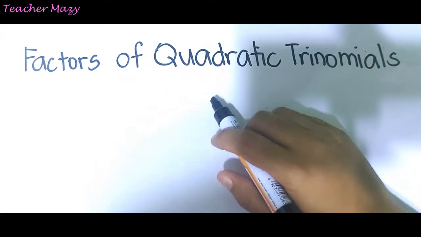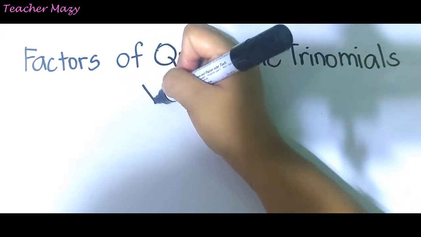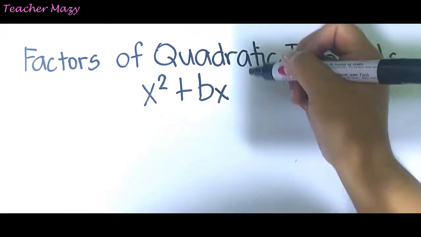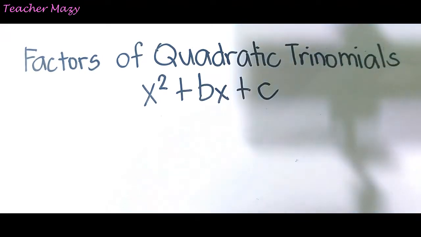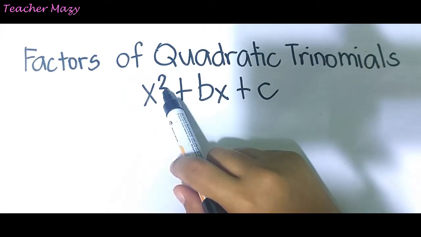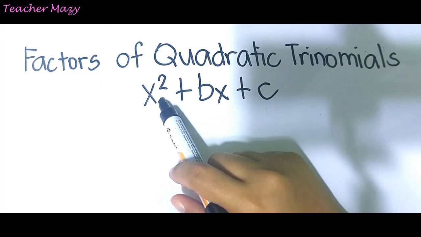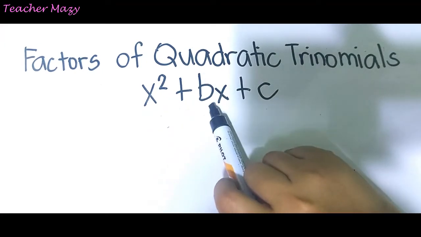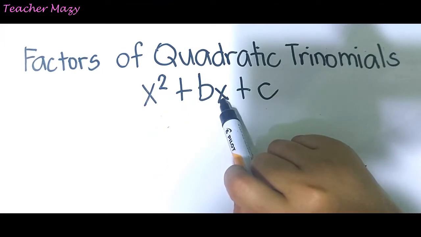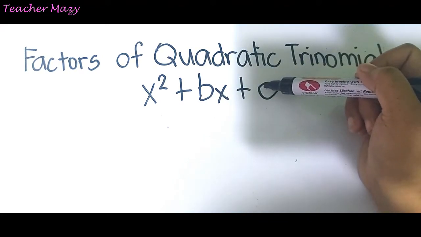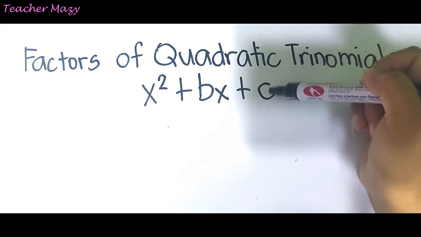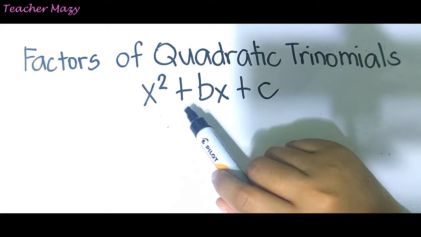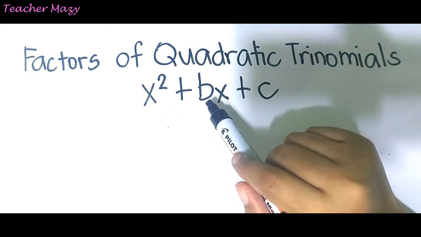The first form of the quadratic trinomials is x squared plus bx plus c. The highest degree is 2, or the highest exponent is squared, so x squared. This is our first term. For our second term we have b times x, and the third term is c, so that is the constant. How do we get the factors of the quadratic trinomials in this form? Let's have some examples.